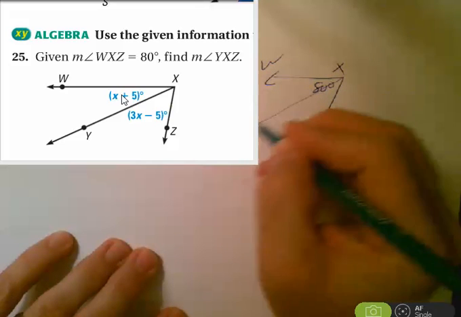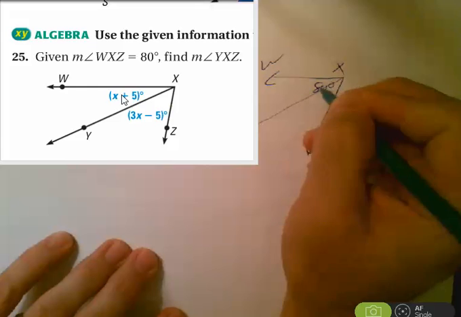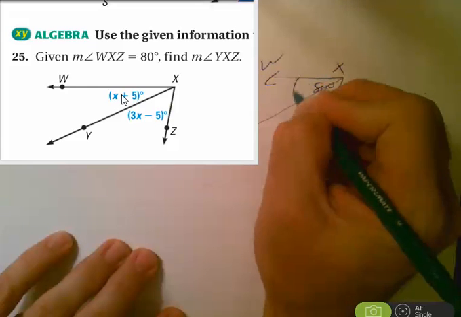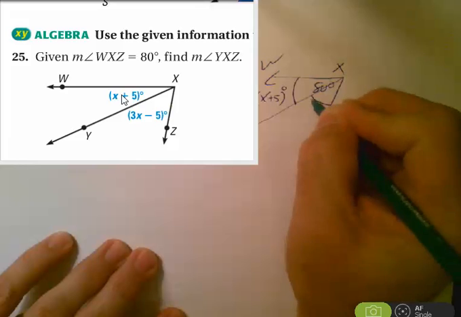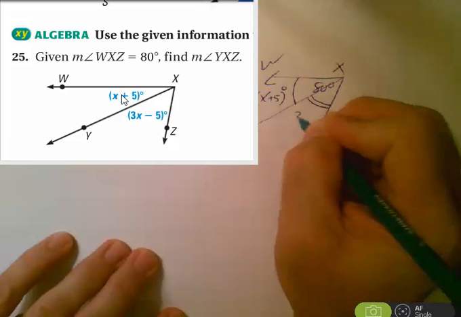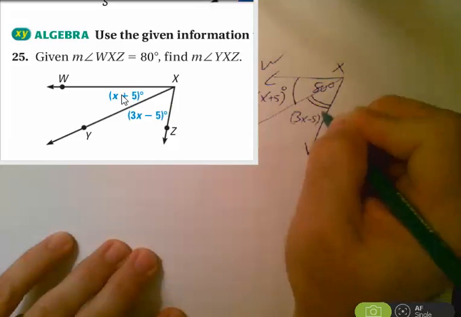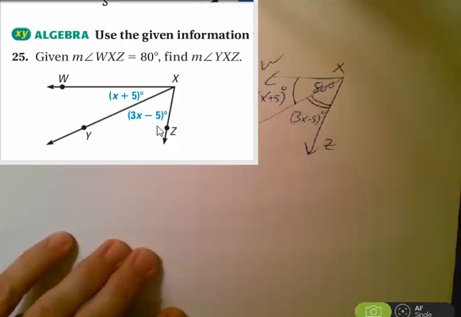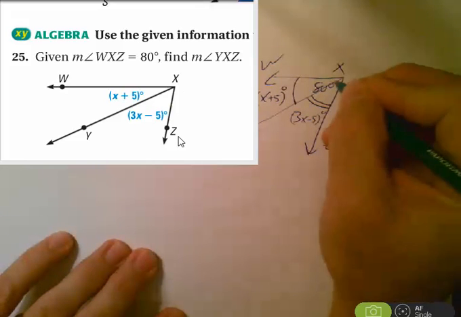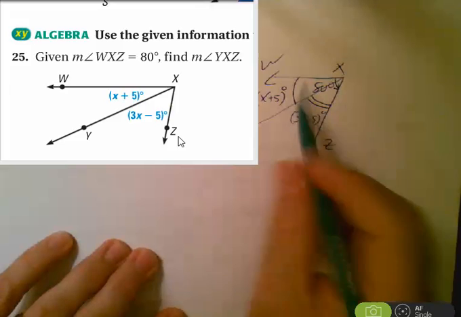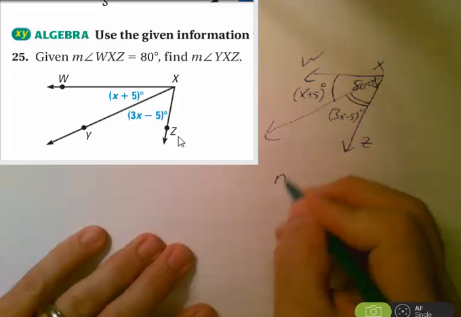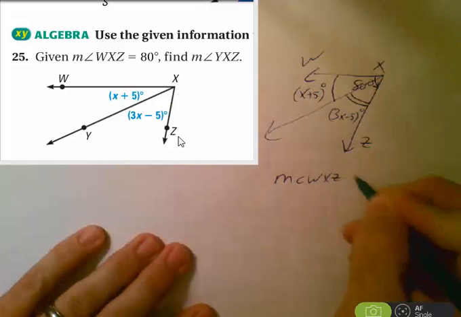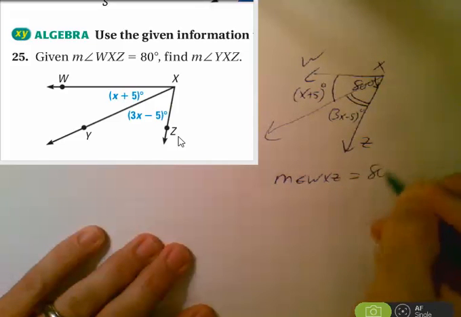If I split that up, not right down the middle necessarily, into two angles, I've got x plus 5 here, and then this angle here is going to be 3x minus 5. So I have these two smaller angles making up the big angle, the 80 degrees. This 80 degrees is all the way from here to here. So the measure of angle WXZ is 80 degrees.